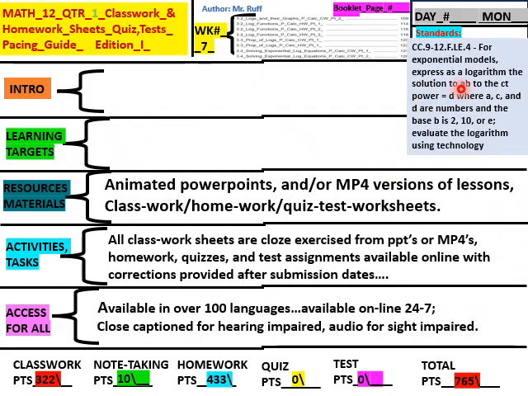And then the standard here for week 7 is Common Core 9 through 12, F.LE.4, for exponential models expressed as a logarithm. The solution to ab to the ct power equals d, where a, c, and d are numbers, and the base b is 2, 10, or e. Evaluate the logarithm using technology.